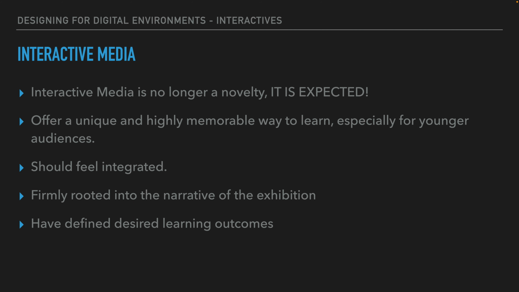The other key part of working with the interactive is that it needs to be rooted into what the overall narrative is. So why are people there? What is your purpose of having this exhibition? What is the purpose of the stuff that you've chosen to be inside of the exhibition space? And then how does that interactive work itself back into the rest of the exhibition?